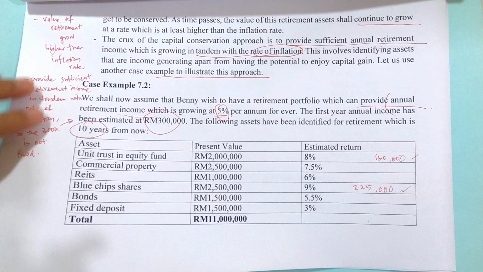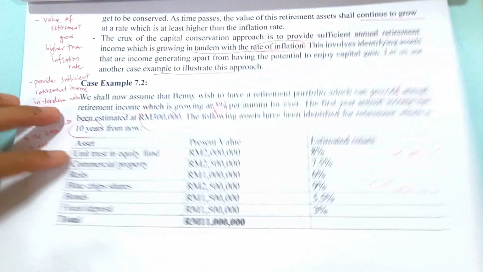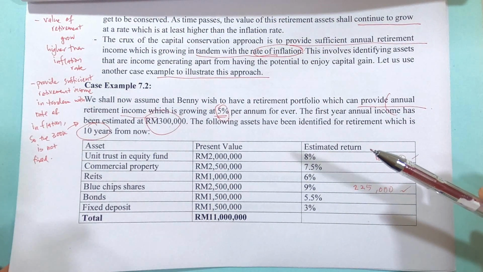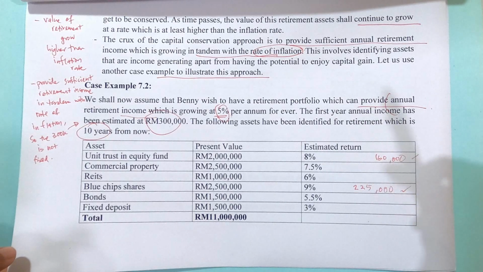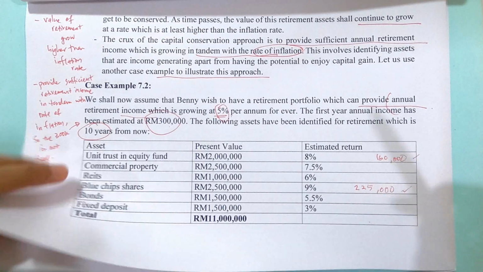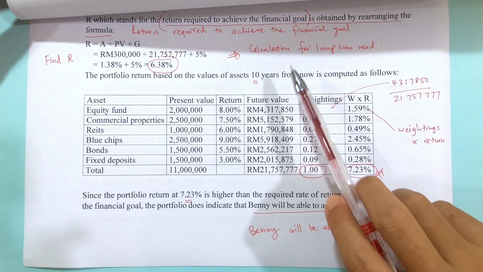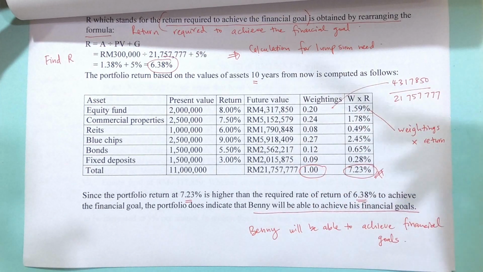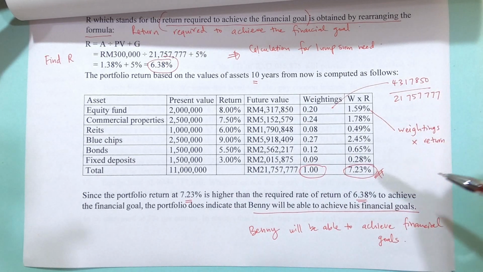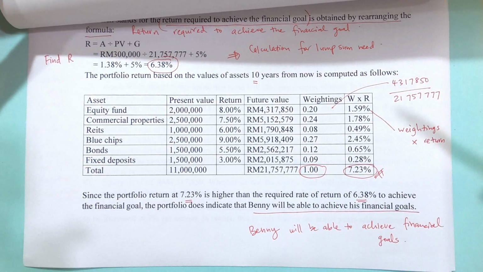The point is that we want to check whether the required rate of return tallies with the rate of return from the portfolio investment. That is what we want to check on, whether the required rate of return to achieve the capital conservation approach tallies with the rate of return from the retirement portfolio that Benny has.